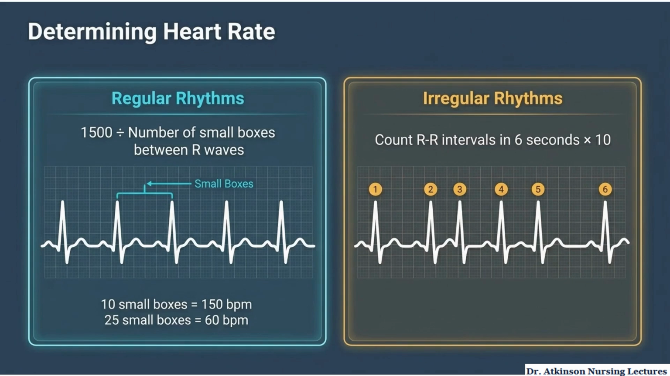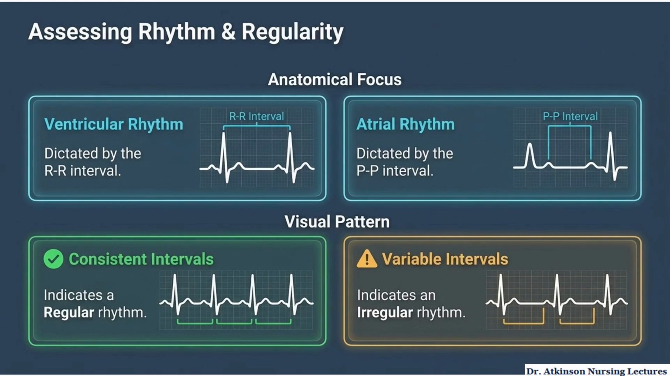For regular rhythms, divide 1,500 by the number of small boxes between R waves. 10 boxes gives you 150, 25 boxes gives you 60. For irregular rhythms, count RR intervals in 6 seconds and multiply by 10. Ventricular rhythm is dictated by the RR interval, atrial rhythm by the PP interval. Consistent intervals mean regular rhythm, variable intervals mean irregular.